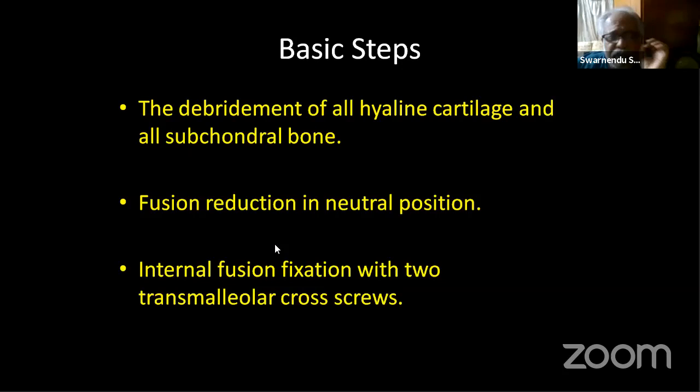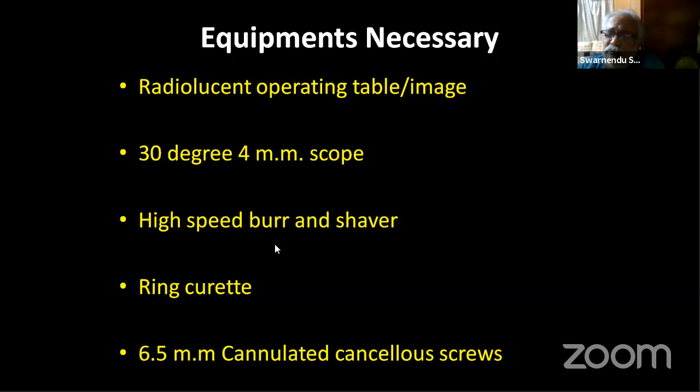And the internal fixation, usually I do with 2 cancellous screws, usually 6.5 mm screws. So equipment, Sundar has already told you, we don't use different instruments from what you use for the knee. I use the same scope here, 30 degree, 4 mm. A high speed bur is needed, the same bur that you use for the shoulder subacromial decompression. I use the shaver, and the ring curette, which is very good for that. And I use the 6.5 mm cannulated cancellous screws.